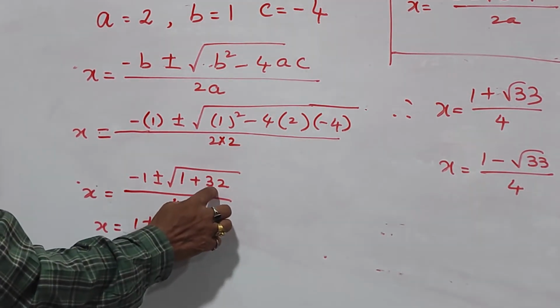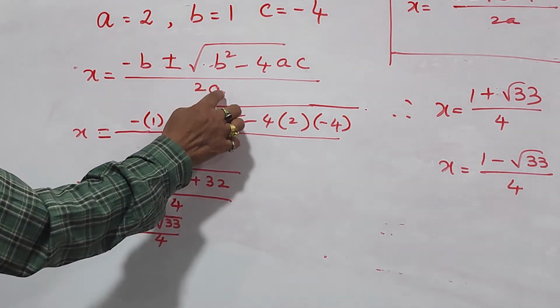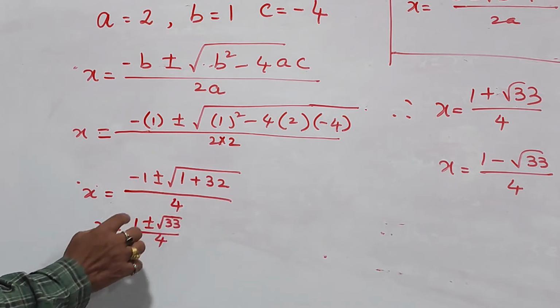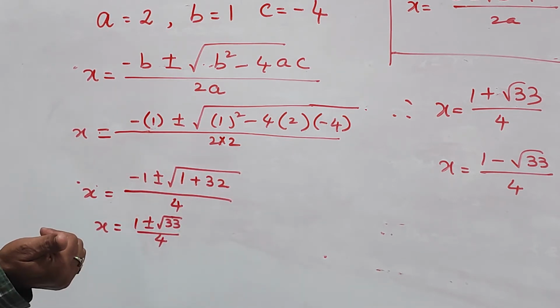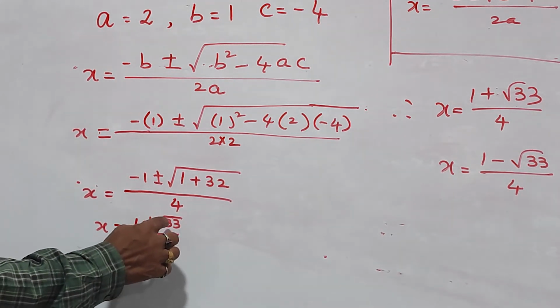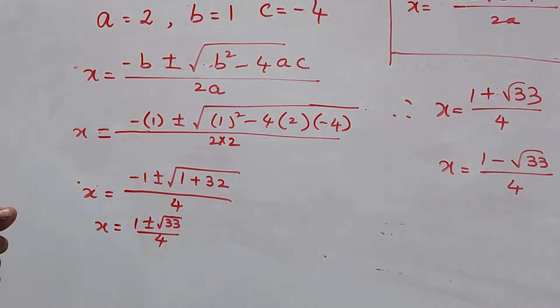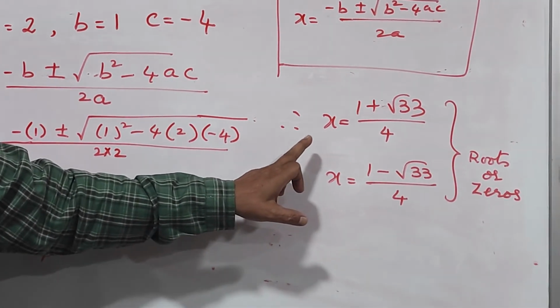So 32 plus 1 is 33. Divided by 2 into 2, that is a is equal to 2, 2 into 2, denominator 4. So that is how you get minus 1 plus or minus root of 33. There is no value for that. So therefore we will leave it as it is, minus 1 plus or minus root of 33 by 4. And you know that we have to get two values. So the two values will be here like this.